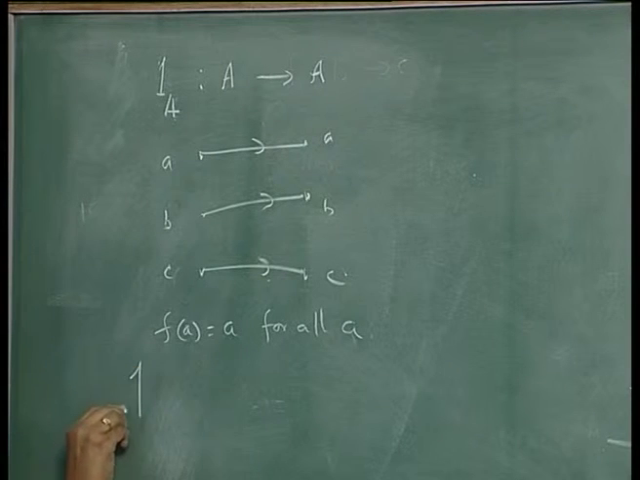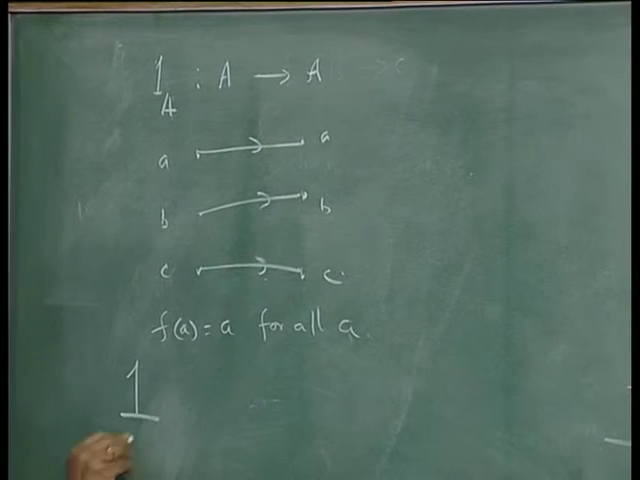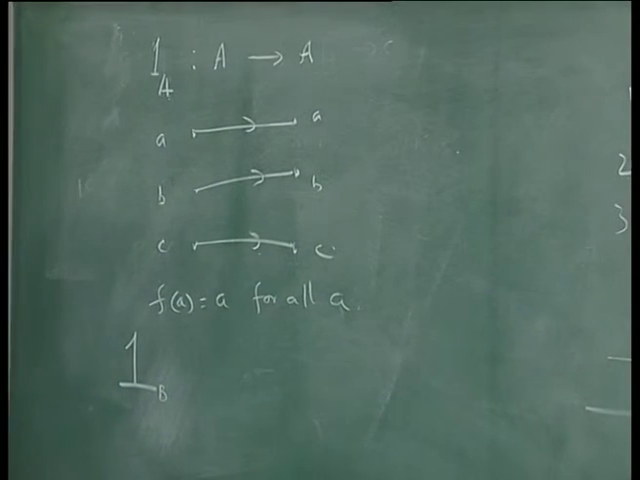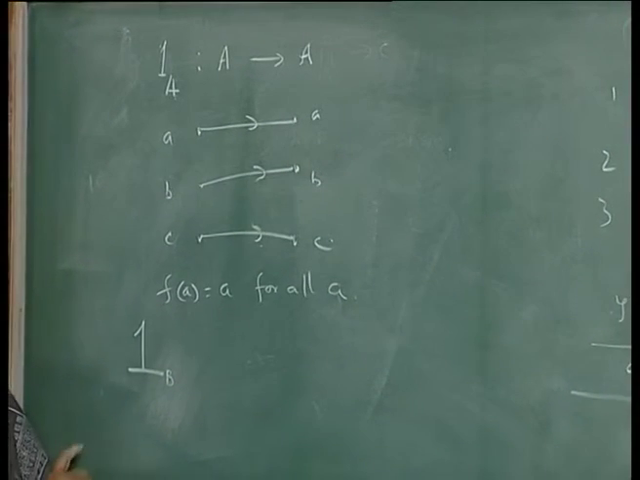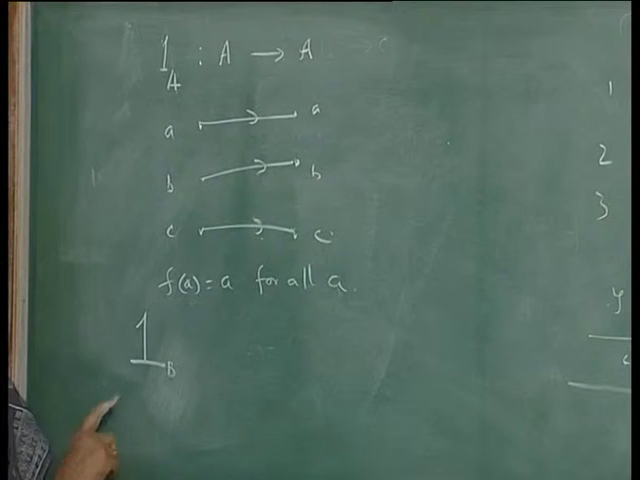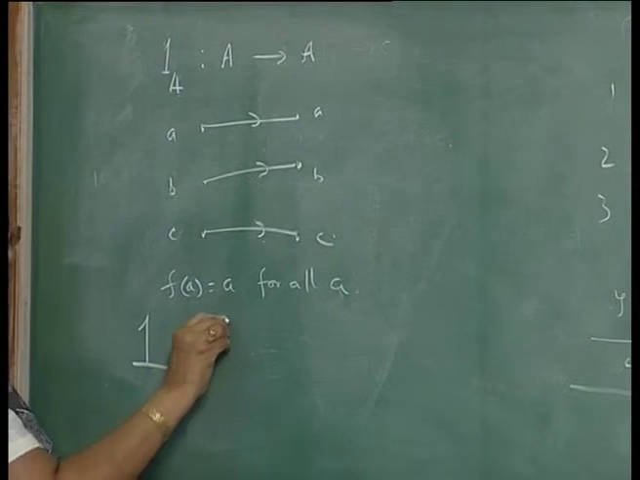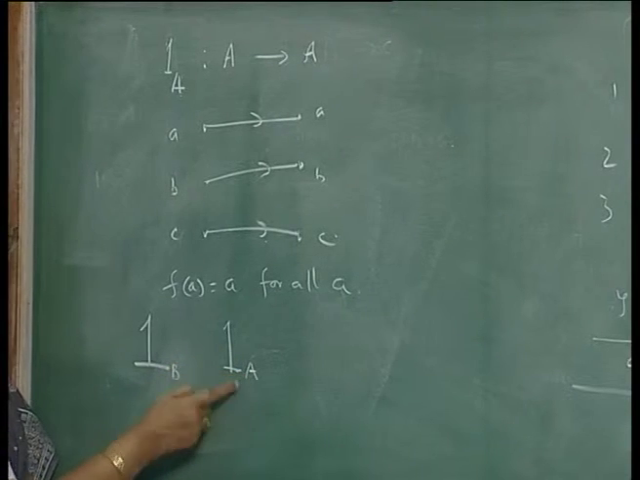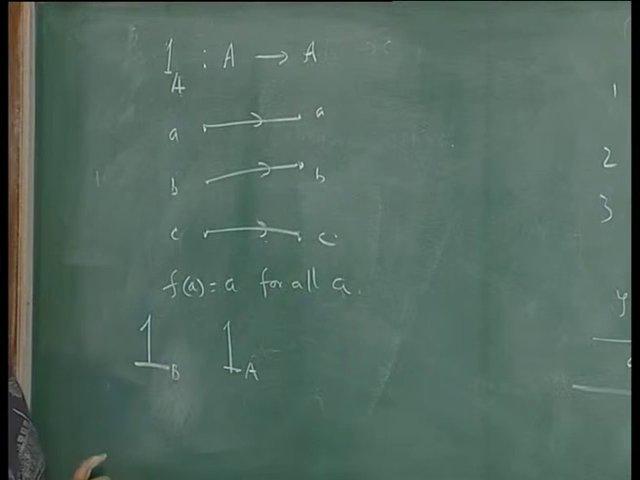Usually the identity function is denoted by this notation, but you must specify the set on which it is defined. 1_B is also an identity function, but it is defined on the set B. 1_A is an identity function defined on the set A. They are identity functions, but they are defined on different sets.